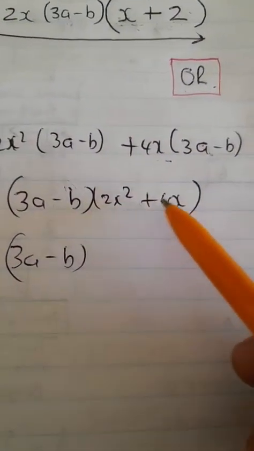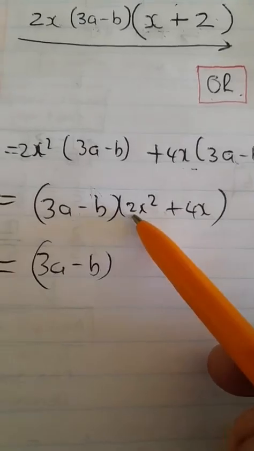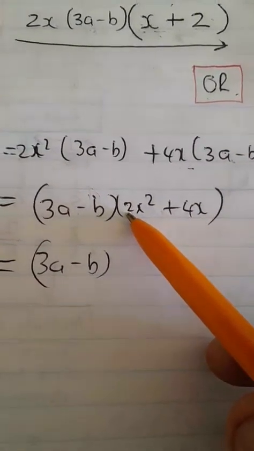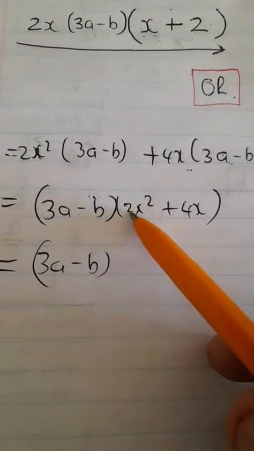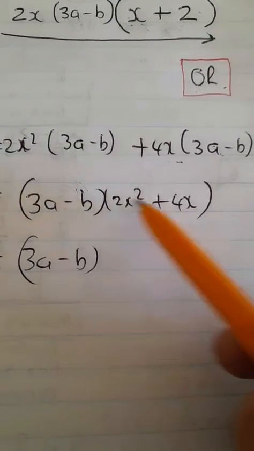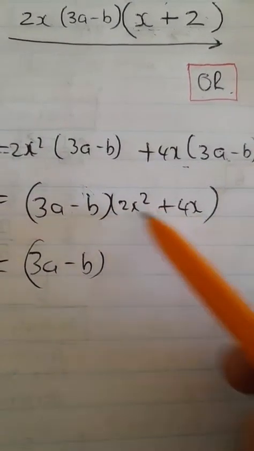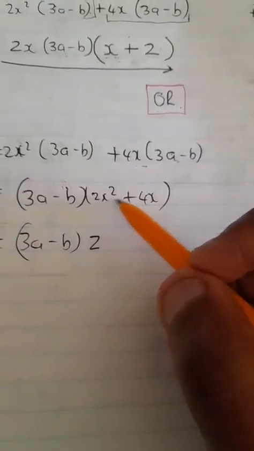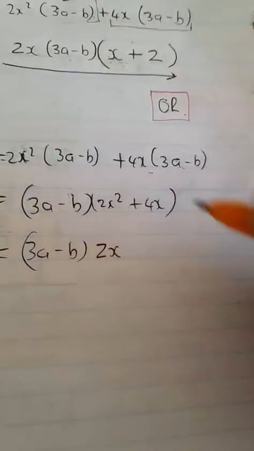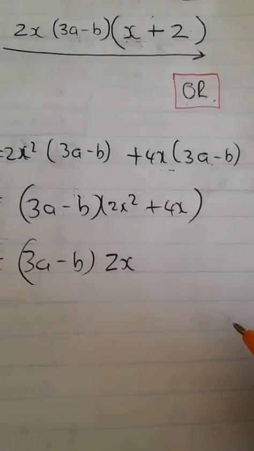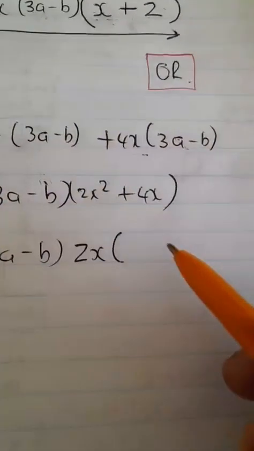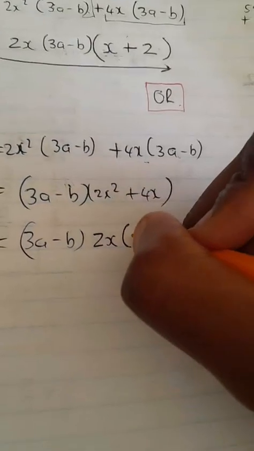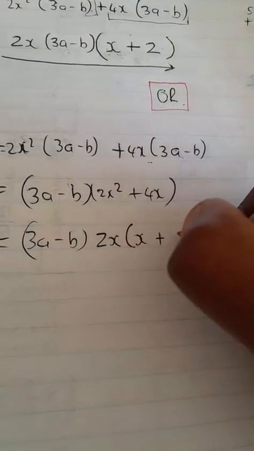So for 2x squared plus 4x, what is the highest common factor between 2x squared and 4x? The sign that we take out would be positive. The numbers 2 and 4, what is the highest common factor between 2 and 4? It is 2. The letter between x squared and x would be x. Are you with me? All right. And then what are we left with inside the bracket? I'm sure you guys can see what we are left with inside the bracket. We are left with x plus 2.